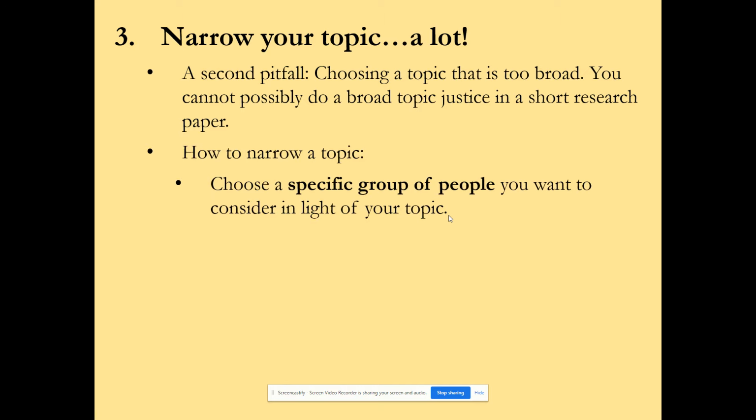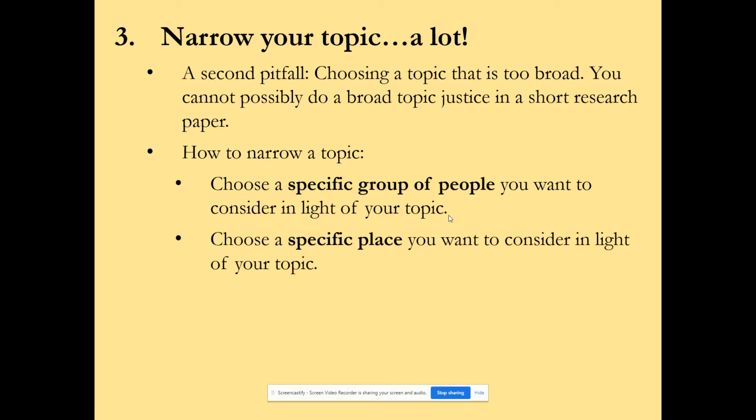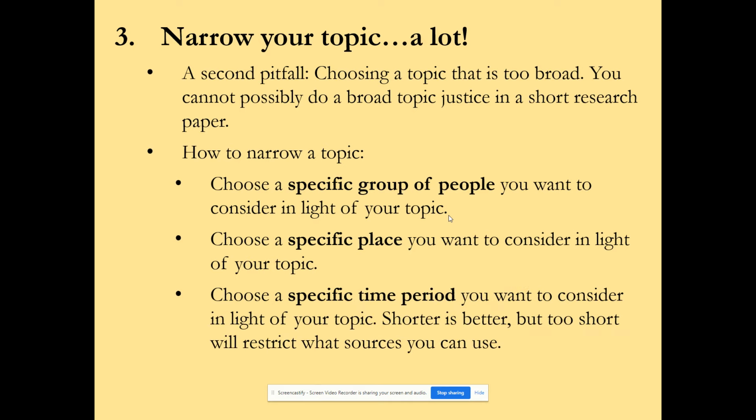Well, one way you can do it is by choosing the specific group of people you want to consider in light of your topic. Not just a general topic, but a general topic as it relates to who. You might want to focus on your topic as it relates to a specific place. You might want to think about your topic with respect to a time period or a span of years. A short time period is good, but too short a time period can restrict the sources that are relevant to your argument. And so I would avoid narrowing the time period too much.